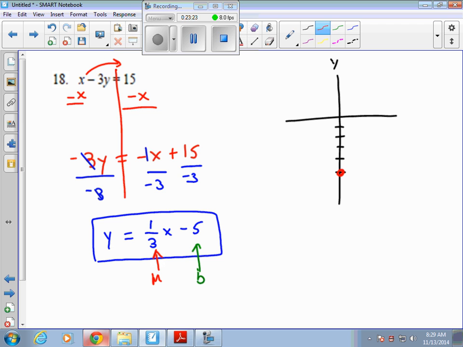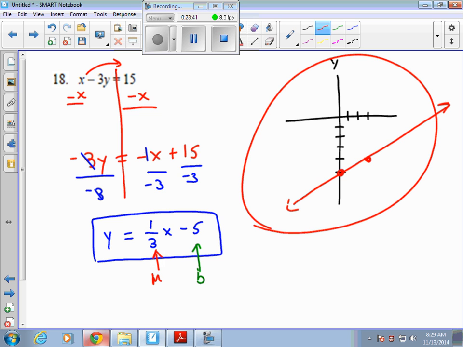That tells you to either go up or down 1. It's positive, so we're going to go up 1, and then go left or right 1. It's positive, so we're going to go to the right 1, 2, 3. Up 1 and to the right 3 is going to be right there. You have 2 points, and you draw your line through your 2 points to show your equation for x minus 3y equals 15.